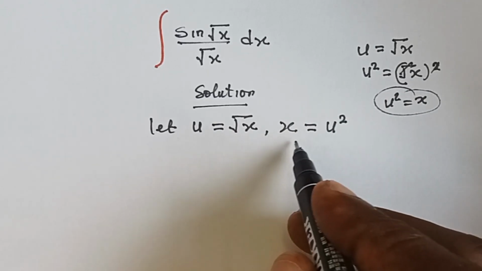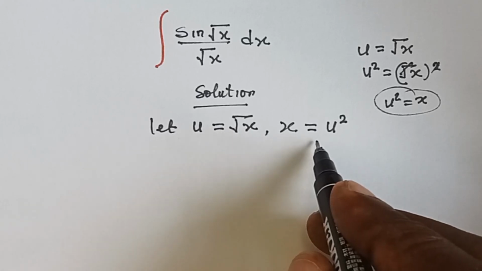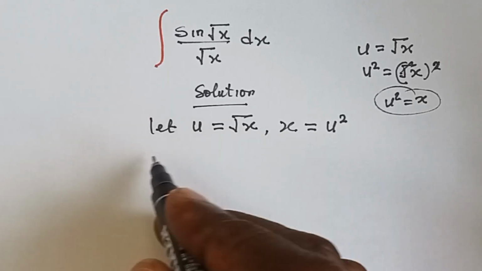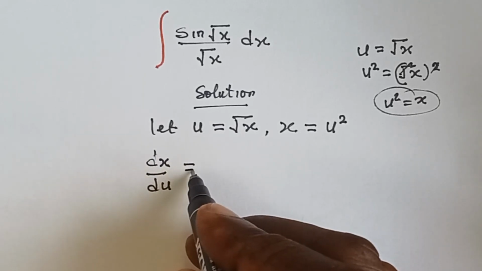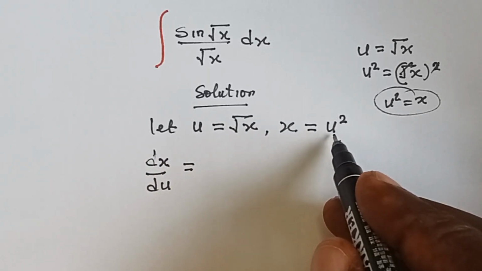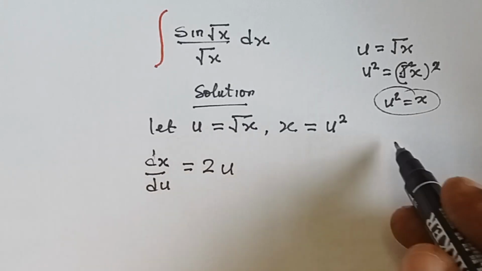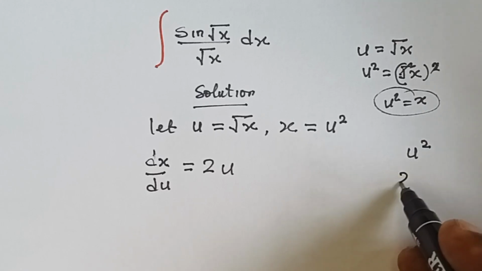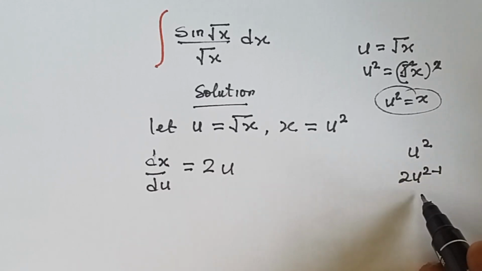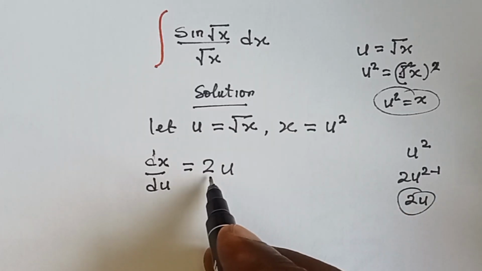All right, so now let's differentiate this. Let's differentiate x equals u squared, and then you know that becomes dx du equals, when you differentiate u squared, it gives 2u. Remember in differentiation, when you have u squared, then this becomes 2u to the power 2 minus 1, and that is 2u. Right, so when you differentiate u squared, it becomes what?